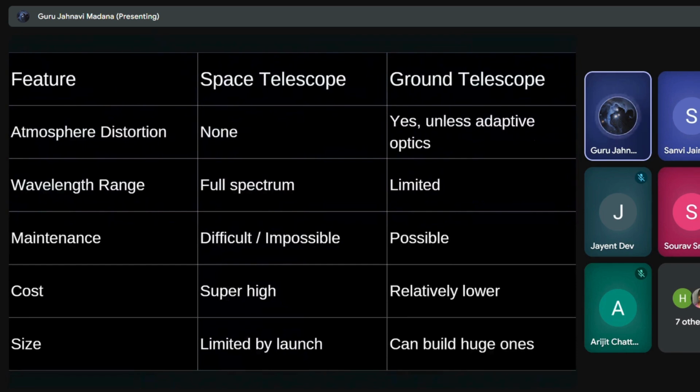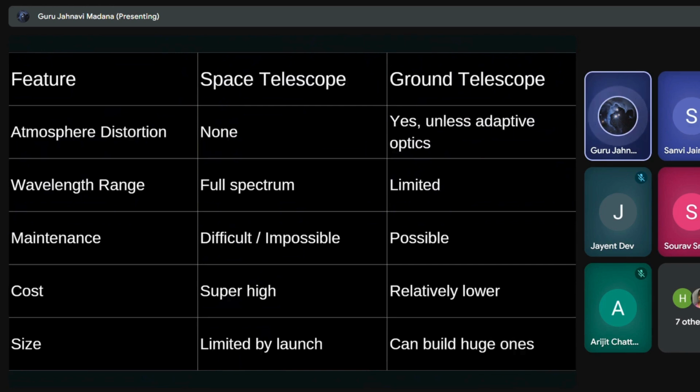So who wins, space or ground? Let's see a comparison between space telescopes and ground telescopes. There is no atmospheric distortion in space, whereas on the ground there is. Space telescopes have full spectrum access, but it's limited in ground telescopes. The maintenance is difficult or in some cases impossible for space telescopes, but it's possible for ground telescopes. The cost is super high for space telescopes, and for ground telescopes, it's relatively lower. And when you compare sizes, a space telescope is limited by its launch, whereas ground telescopes can be built huge, as we have seen an example in China, the radio telescope FAST.